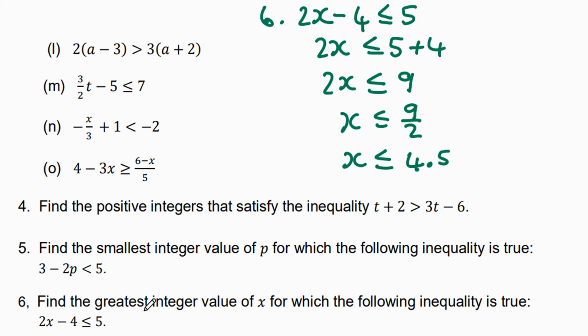Now, we need to find the greatest integer value for which this inequality is true. Now, if we illustrate this on a number line, you may understand it better. It says x is less than or equal to 4.5, so it includes 4.5. But we need to find the greatest integer value of x for which this is true. Now, the integer just before 4.5, of course, is 4. So our answer here then, x is equal to 4.